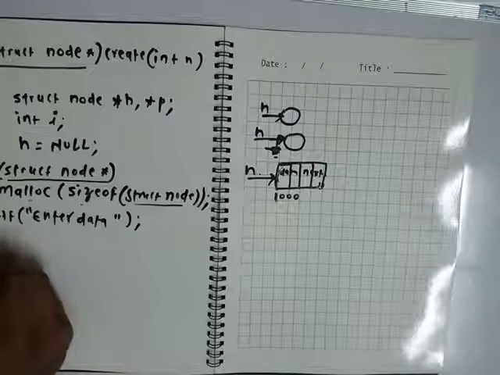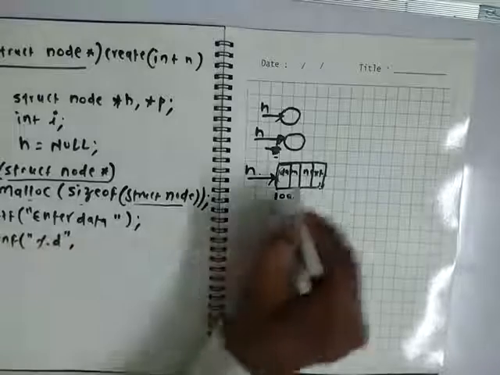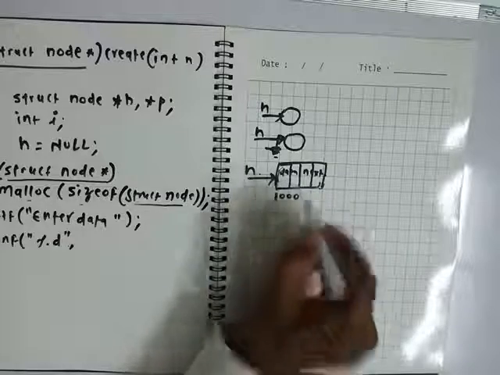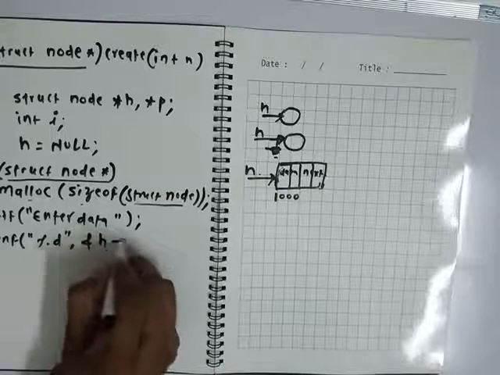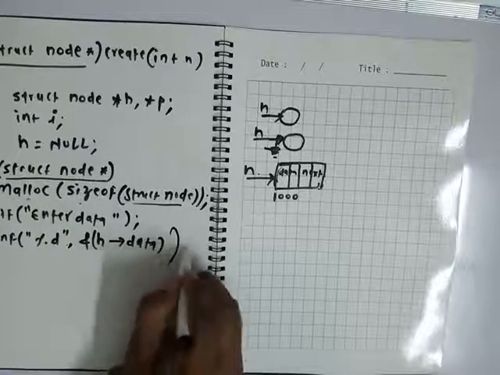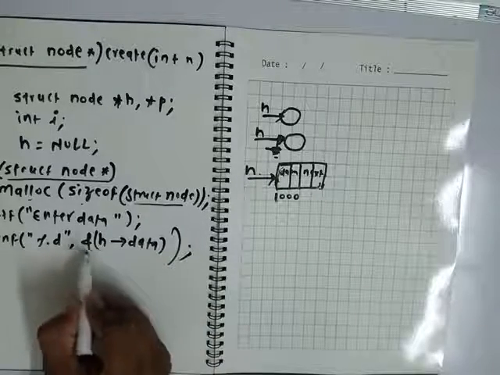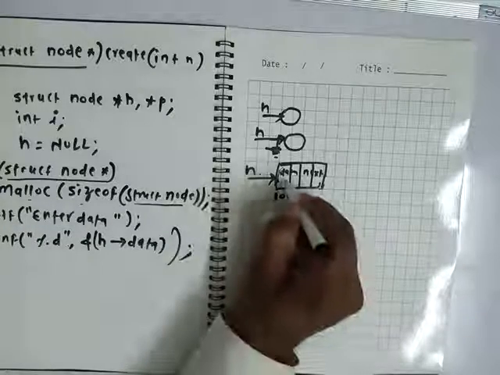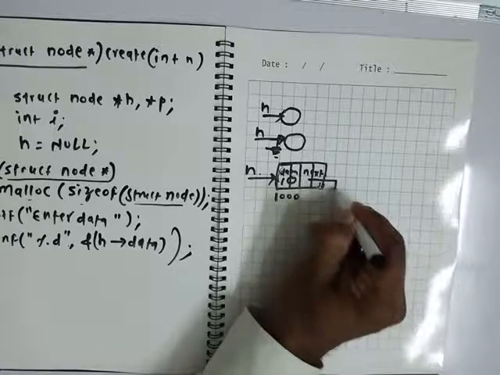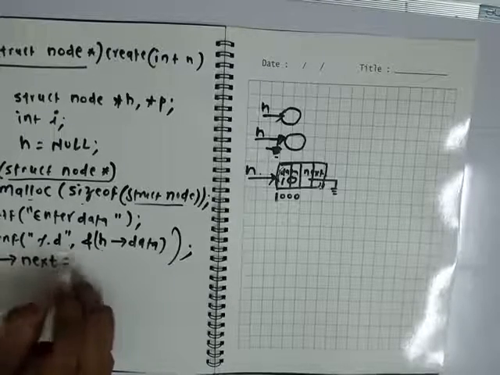So I'll do scanf. The data entered will be an integer value, so %d, and I need to provide the address of this location. This location is inside the structure pointed to by h, so I need to provide that address: ampersand h arrow data. If you want, you can put brackets like this. So h arrow data is this location, and I'll provide the address of that location with the ampersand. So the value entered by the user will go there. Let's say the user entered 10, so 10 will be stored there. Then as there is no node in the linked list yet, we'll set this pointer to null by saying h arrow next is equal to null.